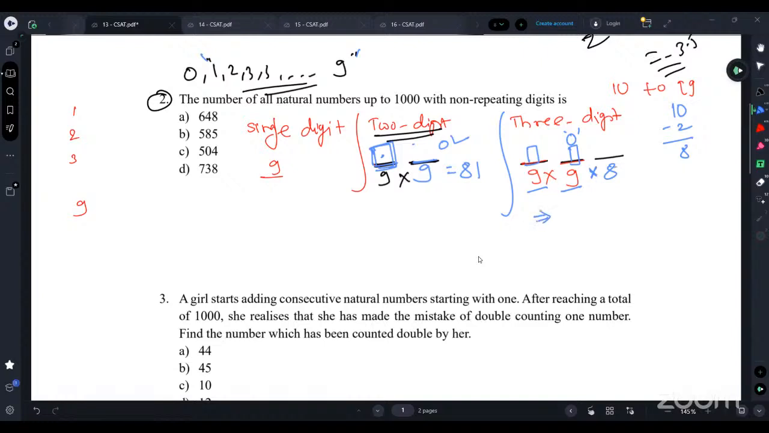So how many numbers will I get here? 81 into 8, right? So 640 plus 8, it is 648. Now let's calculate the summation of all these. Single digit numbers are 9, plus 81, plus 648. If you calculate this together, you will get a total of 738 numbers. So from 1 to 1000, there will be a total of 738 numbers where there is no repetition of digits, right? So option D becomes the correct answer in this case.